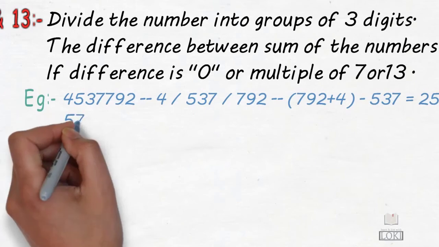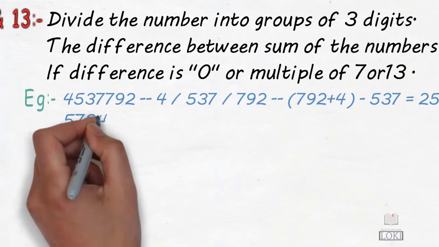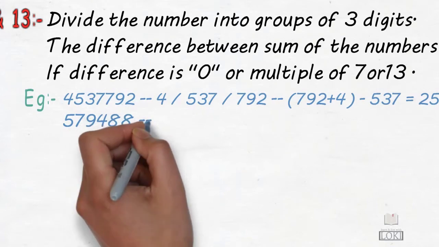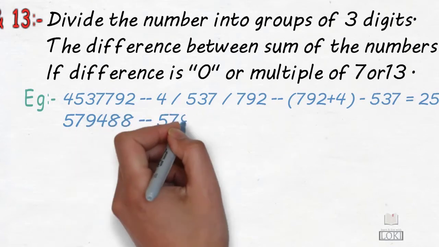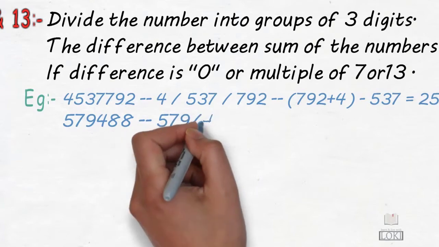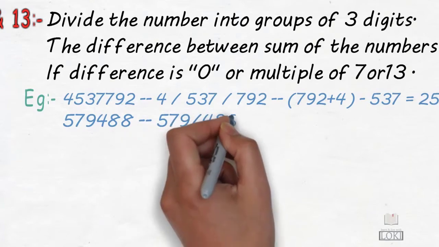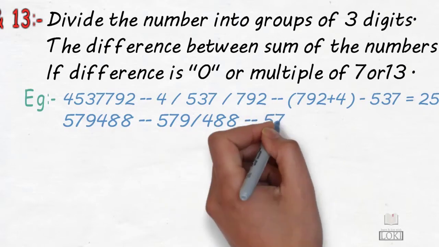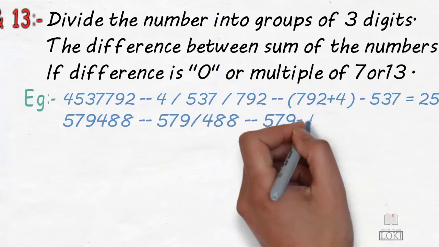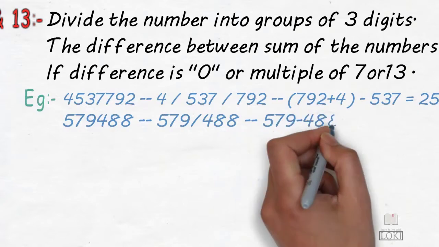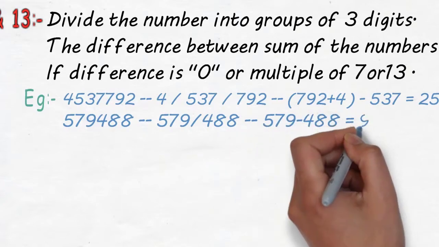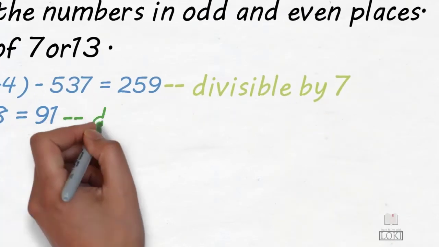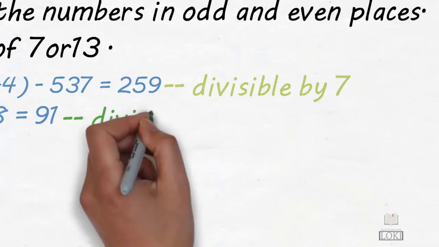Here also we need to divide the whole number into groups of 3 digits. So 488 is the first group, 579 is the second group. We can say that 488 is in the odd place and 579 is in the even place. We need to find the difference between them: 579 minus 488. So the difference is 91. So we can say that this number is divisible by 7 and 13, because 91 is divisible by 13 and 7.